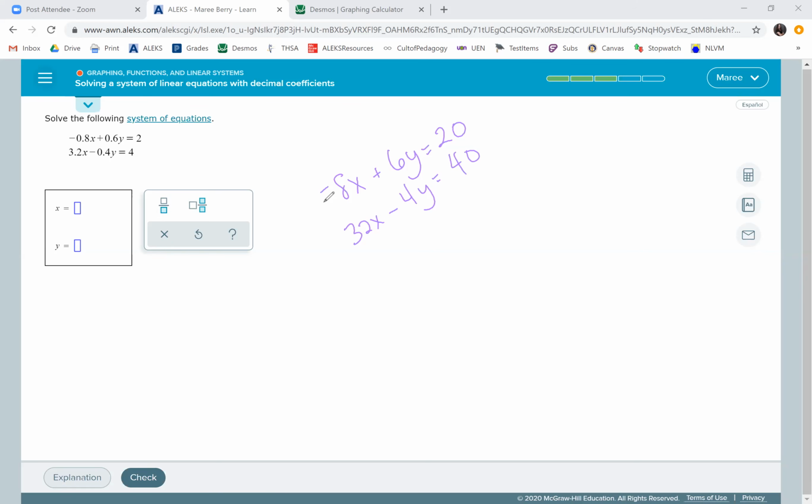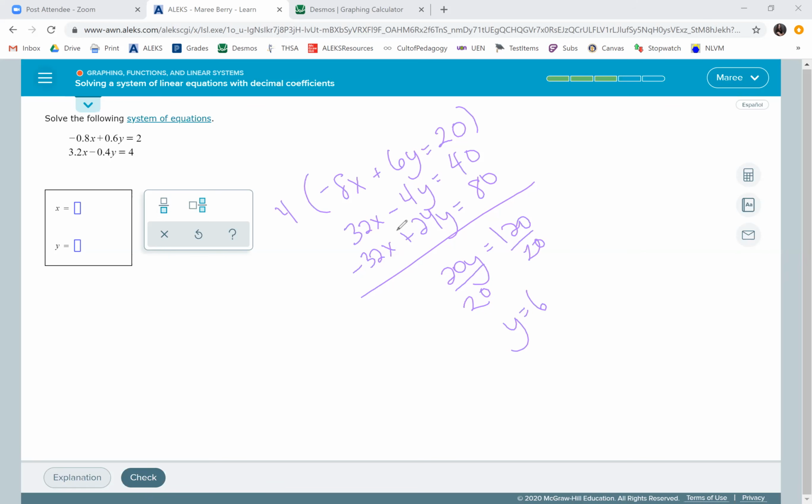So 8 goes into 32. So let's multiply this whole thing by 4. We get -32x plus 24y equals, what's 4 times 2? 80. We'll add those together. These two cancel. 24 minus 4 is 20y equals 120. Divide by 20. Y equals 6.